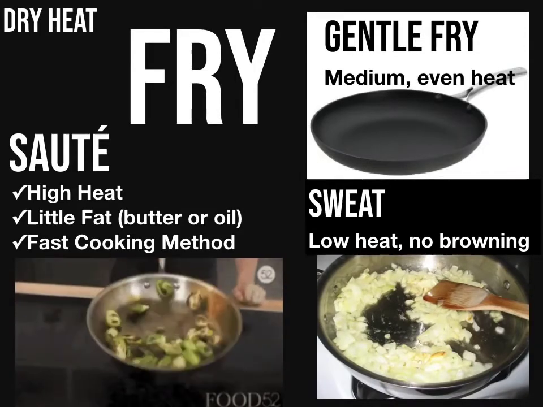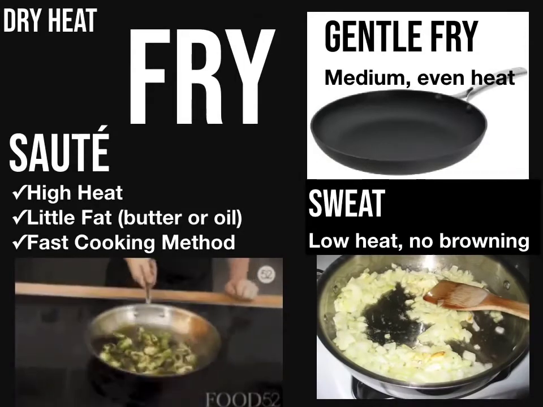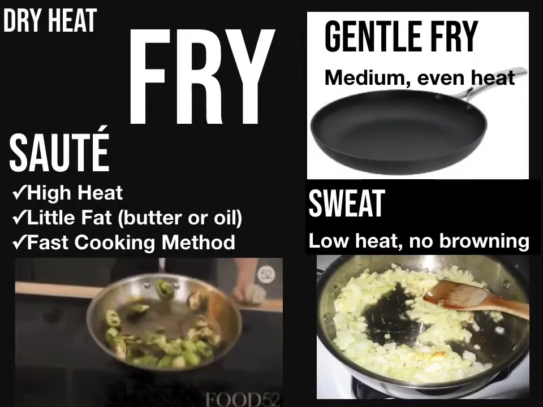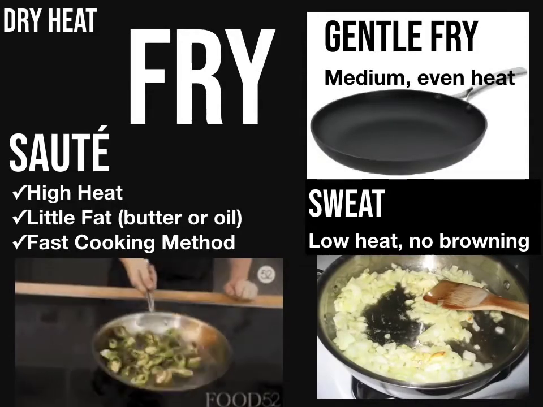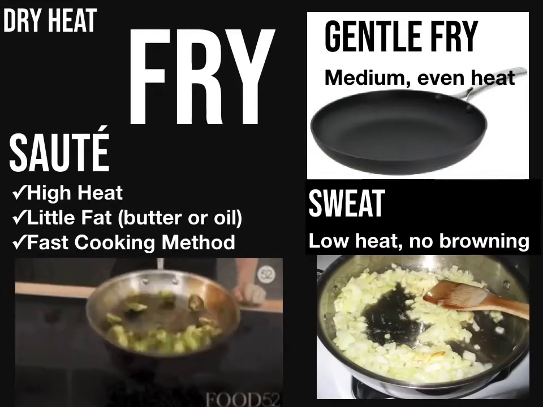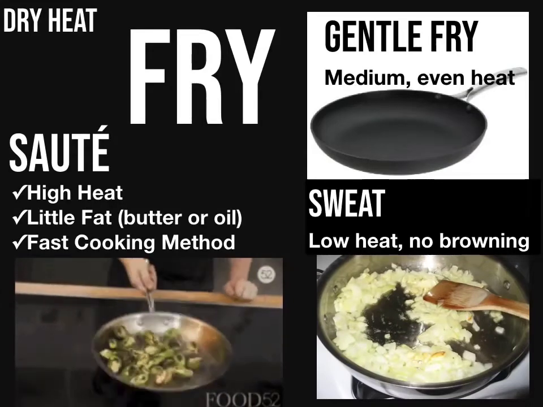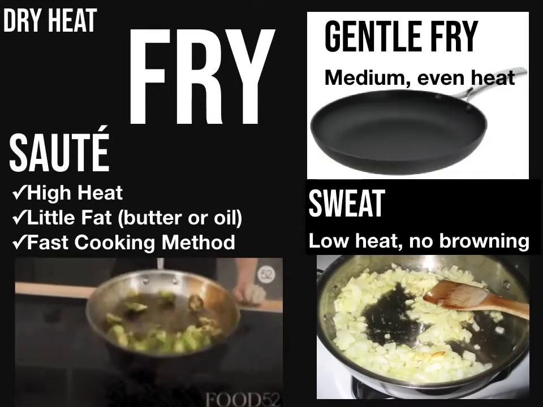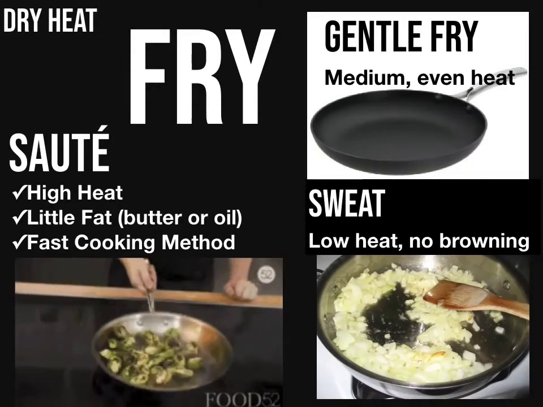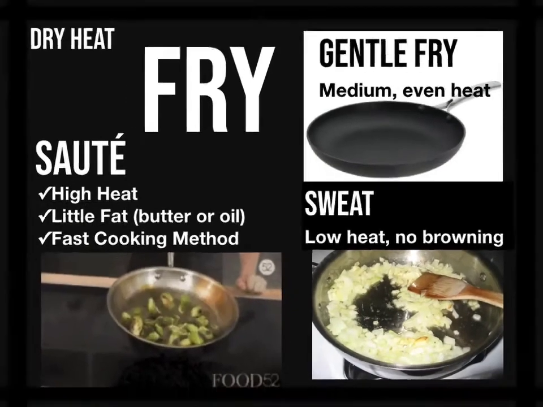Sweating, low heat, no browning. We've got onions in the pan there, and we'll typically sweat onions, and what we're looking for is a nice translucency. We want to do this to add a subtlety of flavor to a dish when we use those onions. If we allow them to brown, the flavor is going to really intensify, and that will likely dominate a dish.